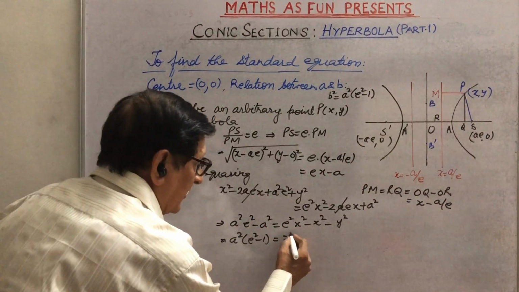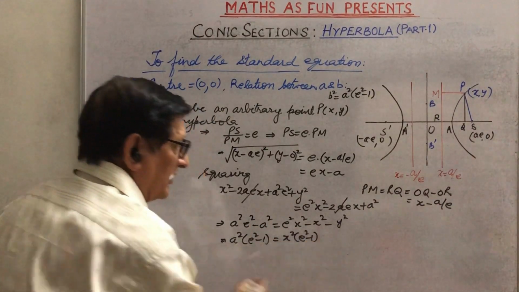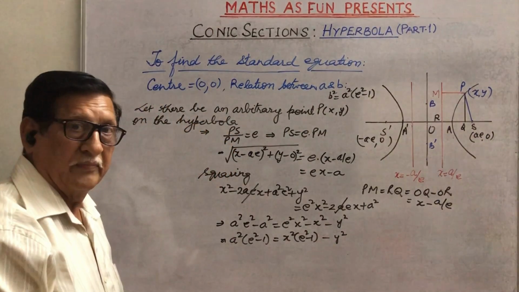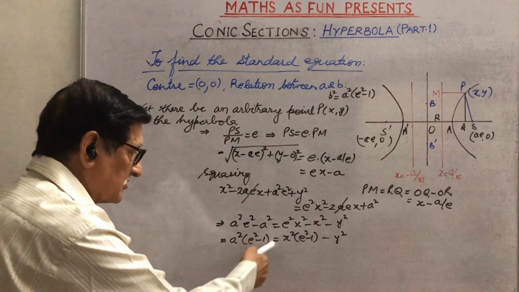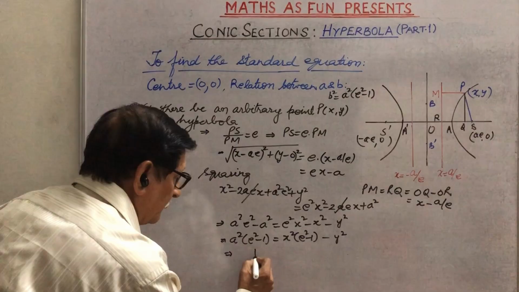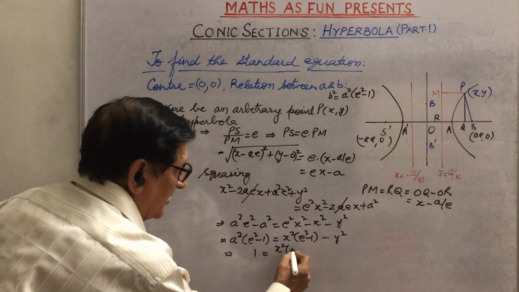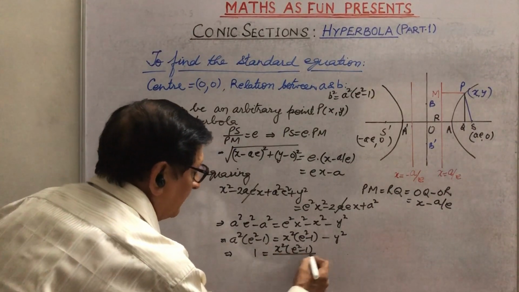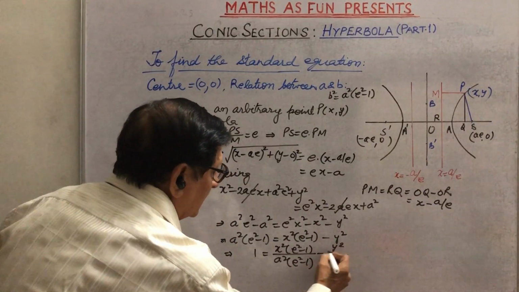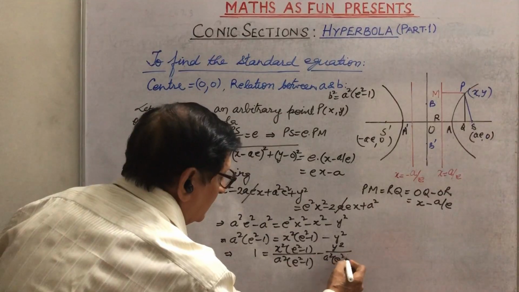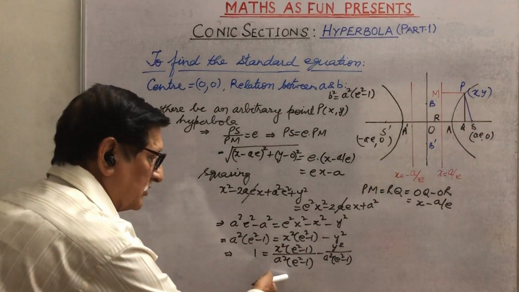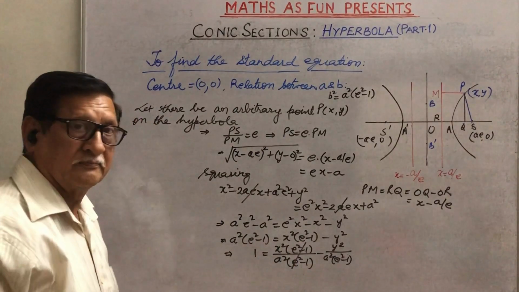Here x square is common, this is e square minus 1 minus y square. If we divide both the sides by a square into e square minus 1, we are getting 1 equal to x square into e square minus 1 upon a square into e square minus 1 minus y square upon a square into e square minus 1. This e square minus 1 cancels here.